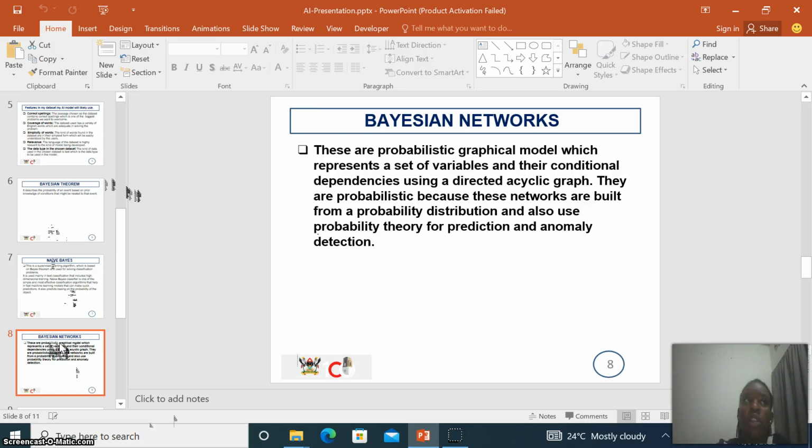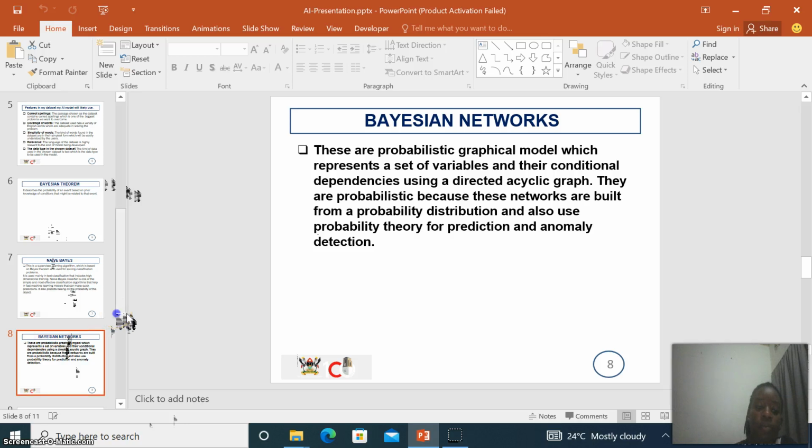A cyclic graph, this is where you find maybe one node connecting to another, and in that process of connecting, maybe they form something like a circle. So that's why it's a directed acyclic graph.